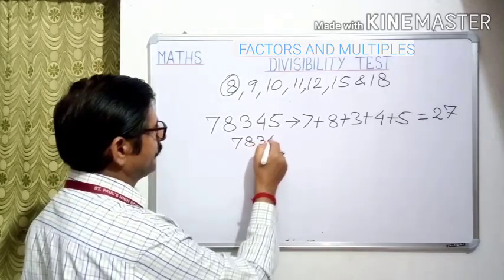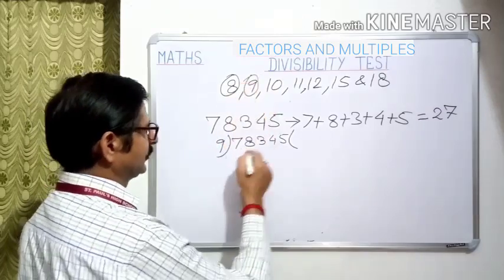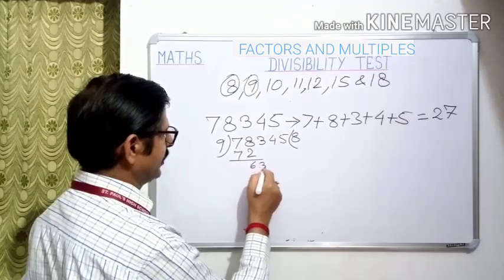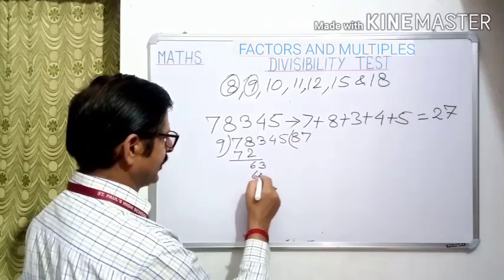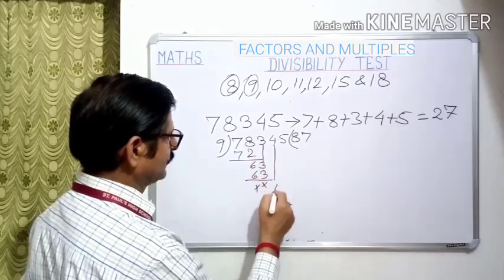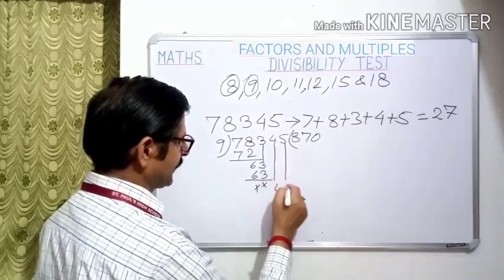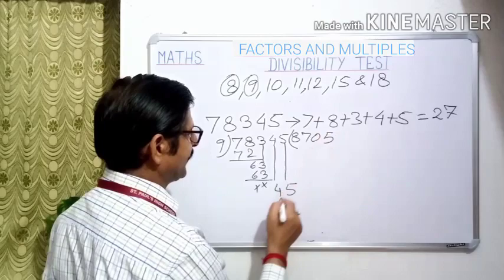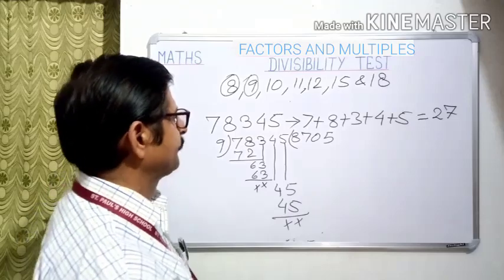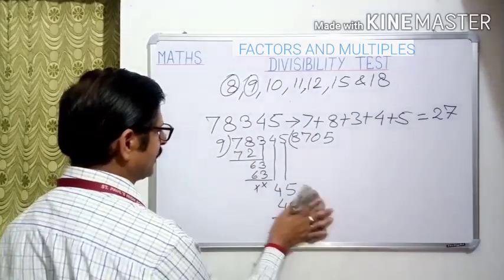78345 divided by 9. 9 8s are 72, 63. 9 7s are 63. Then this 4 is smaller than the divisor, so put a 0 here and carry down this 5. 9 5s are 45. Isn't it? Without doing the actual division, we can know whether this number is divisible by 9 or not. Let us take one more example.